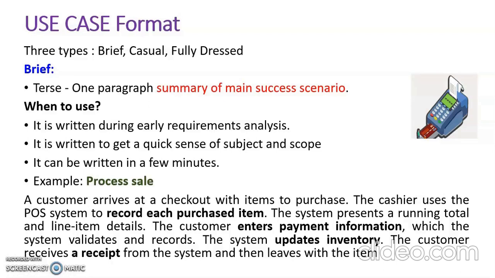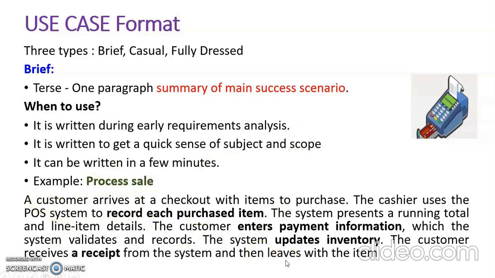The customer enters the payment information. Finally, at the end, the customer will enter the payment information that will be validated by the system and it will be recorded. Finally, after successful payment, our system will update the inventory as well as the accounting. The customer receives the receipt from the system and then leaves with the items. So here the process sale is explained in only one paragraph.